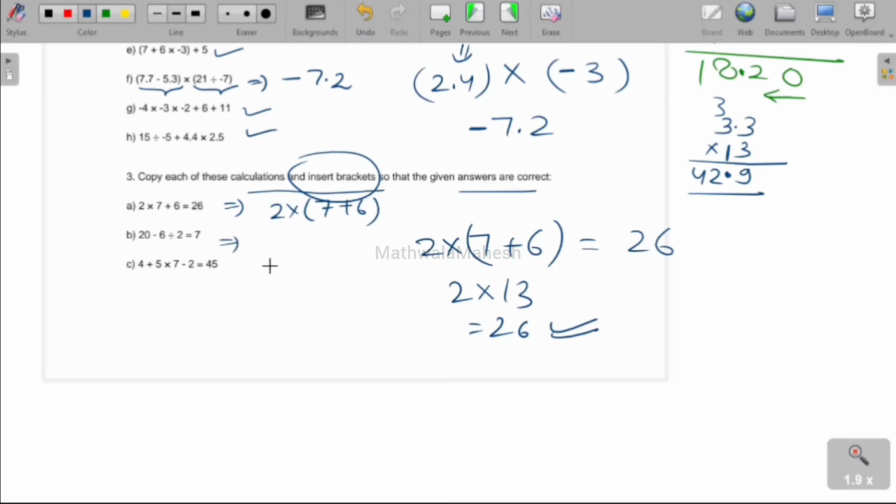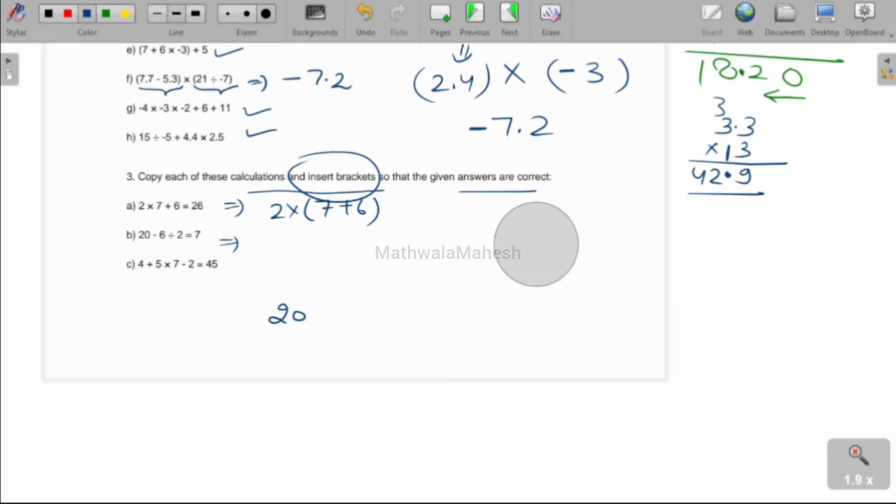Now this one, 20 minus 6 divided by 2. Okay, I will erase this one. First, if I put bracket here, then 6 by 2 is 3, 20 minus 3 is 17 and the correct answer is 7. So this one is not correct.